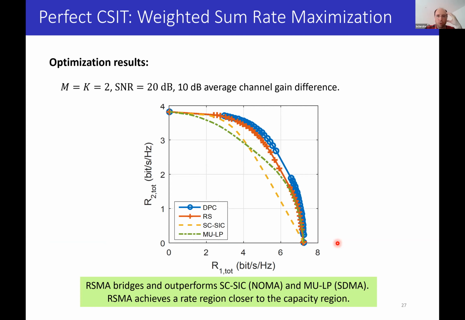So here you have perfect CSIT, weighted sum rate maximization, 2 users, 2 transmit antennas, 20 dB SNR for the strong user and 10 dB SNR for the weaker user. And you have in blue DPC. So this is the capacity region, so you cannot get better than that. Red one is 1 layer rate splitting. You see them quite close to the capacity region. Yellow one is NOMA, and green one is multi-user linear precoding as you have in 4G or 5G. Right, so you see that rate splitting outperforms those two schemes and comes closer to the capacity region.